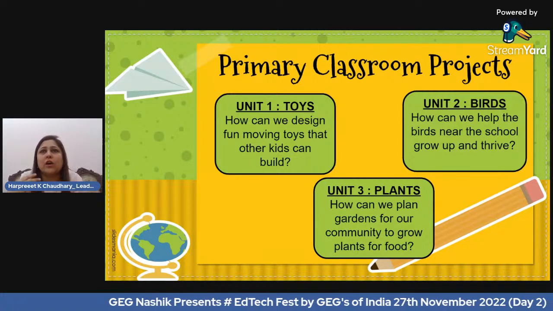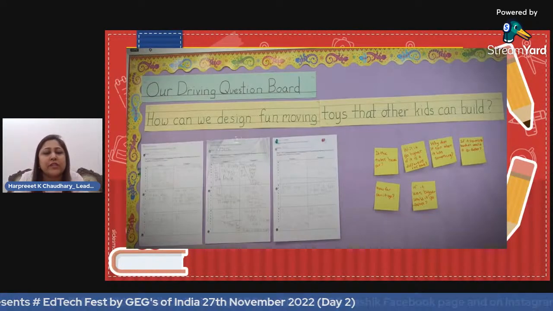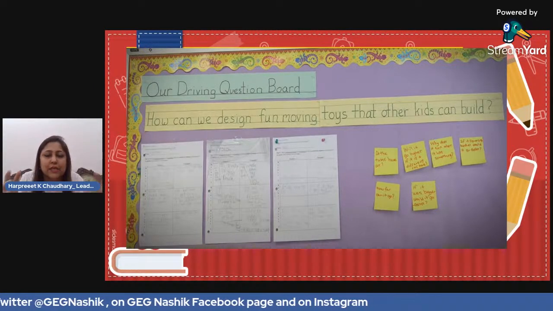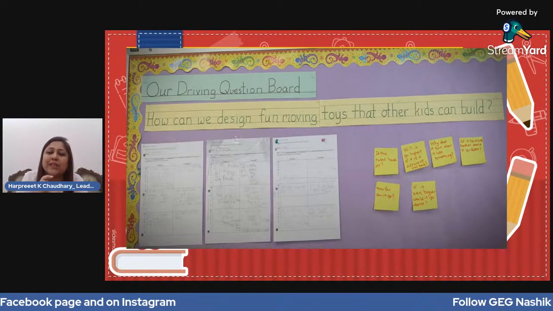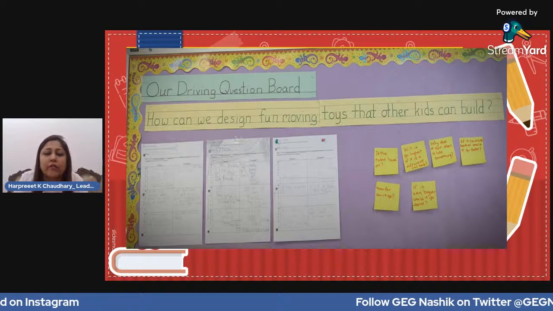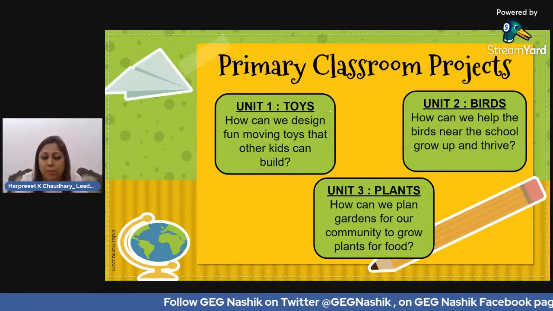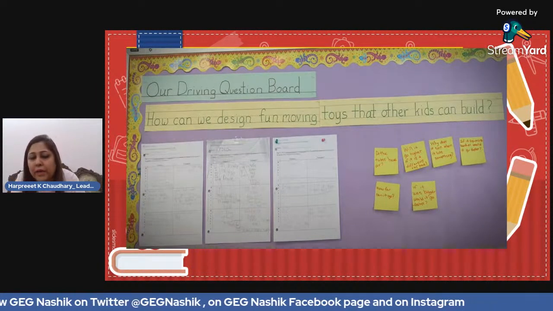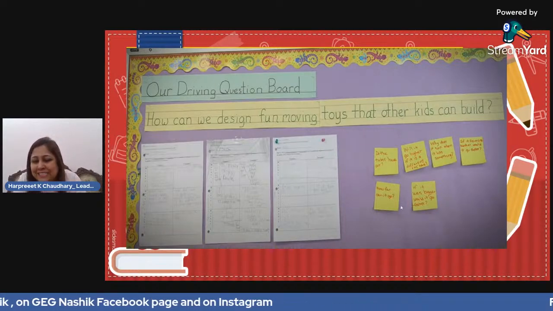It just, what the objective is to just come out of this pen and paper thing. So this is a sample of a board that you can create, which says it is a driving question, the first question that you have to work around with kids or around the kids. So here we had one question based on this toy topic that I was talking about. So it says, how can we design fun moving toys that other kids can build? So you give them little stickies. They write their ideas.